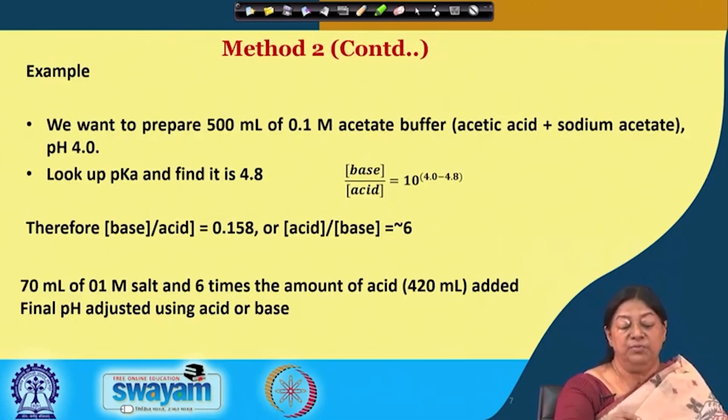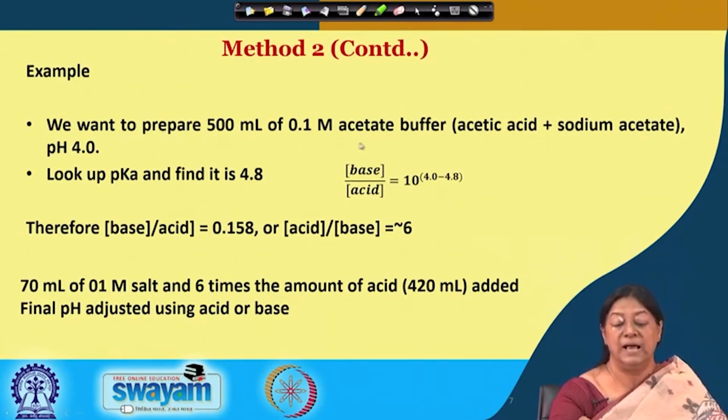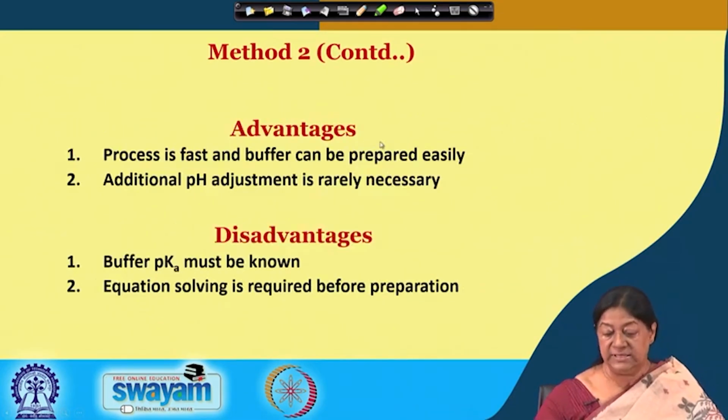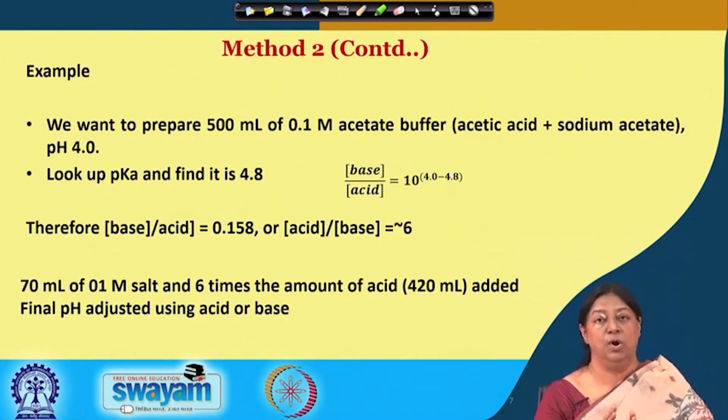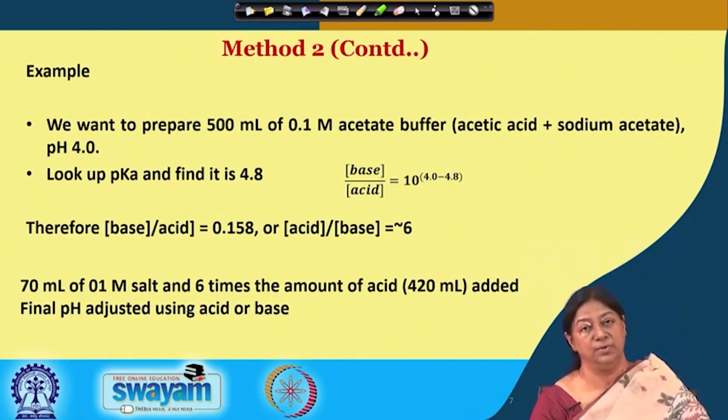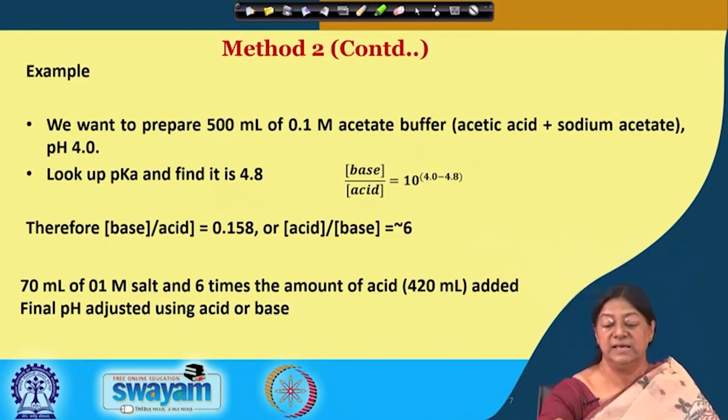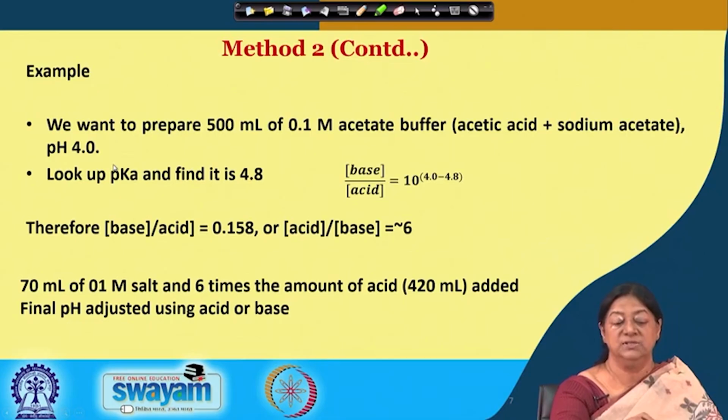For example, if we want to prepare 500 ml of a 0.1 molar acetate buffer of pH 4, we saw in the previous class that we need acetic acid and sodium acetate, the weak acid and the salt of the weak acid. So, this is what has to be prepared: 500 ml of a 0.1 molar acetate buffer of pH 4.